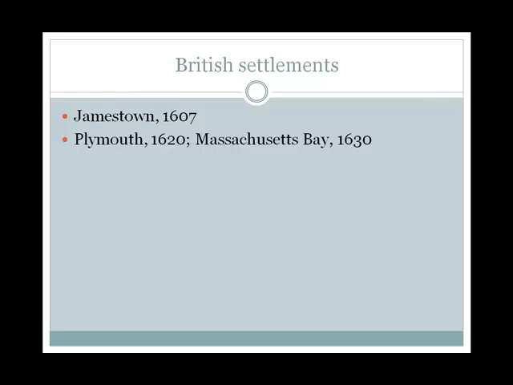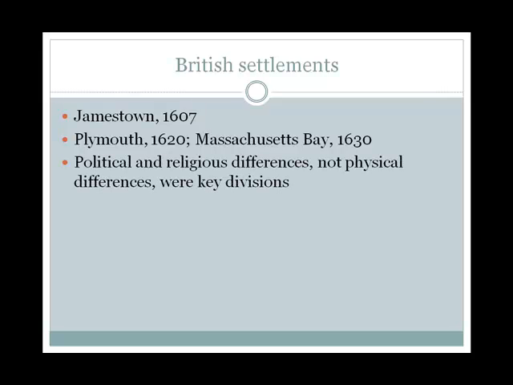So in a sense, that song that kind of weaves all the way through the Africans in America series, "Before the Pilgrims landed, we were there," really focuses on this idea that Africans are in North America before the Pilgrims came to Plymouth in 1620. In these early colonial settlements, religious and political differences were much more important than physical differences. These were the key areas of division.